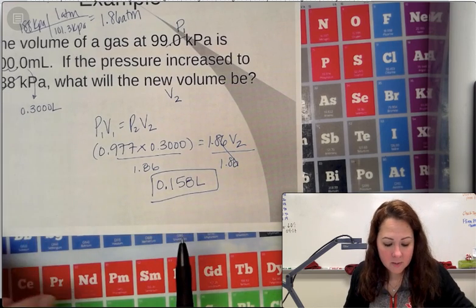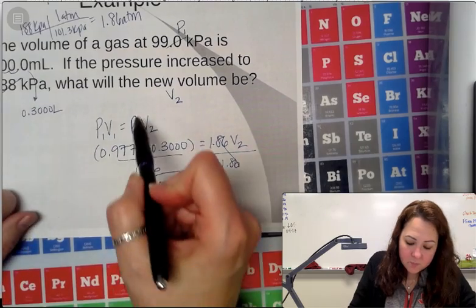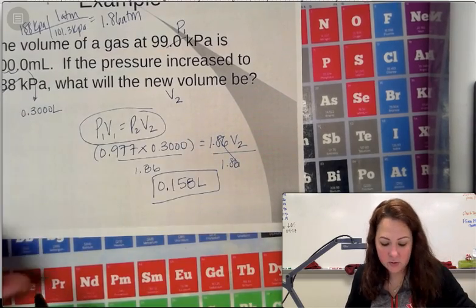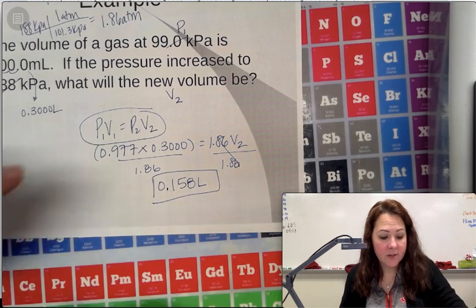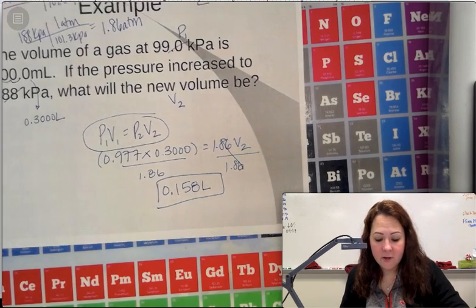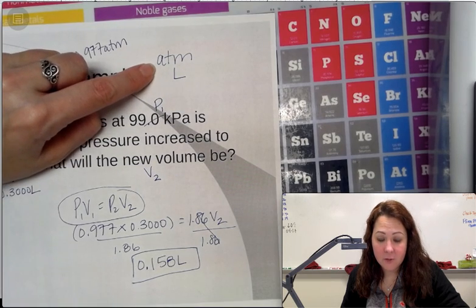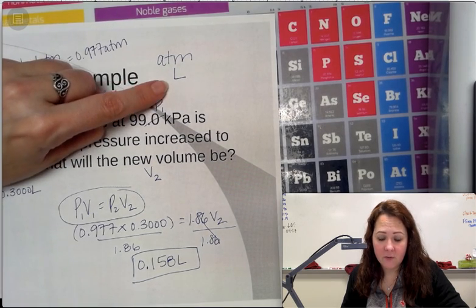I hope that helps. This equation will be given to you, but P1 times V1 is equal to P2 times V2. And the big thing to remember is you have to use the correct units. The correct units that we have to use are ATM, and we have to use liters. If you don't have those units, you have to convert them.